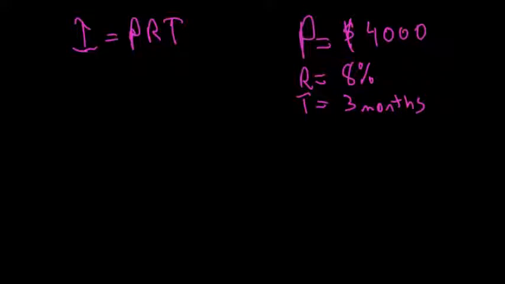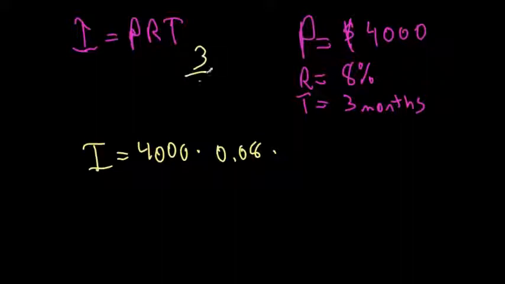Alright, let's do one more example. We have our interest formula: interest equals principal times rate times time. So interest equals principal of 4,000 times our rate of 8% as a decimal, which would be 8/100, times our time. Well, our time here is in months, and whenever we do interest, we need our time in years. So you have to think of 3 months in terms of years. There are 12 months a year, so 3 months would be 3/12 of a year.